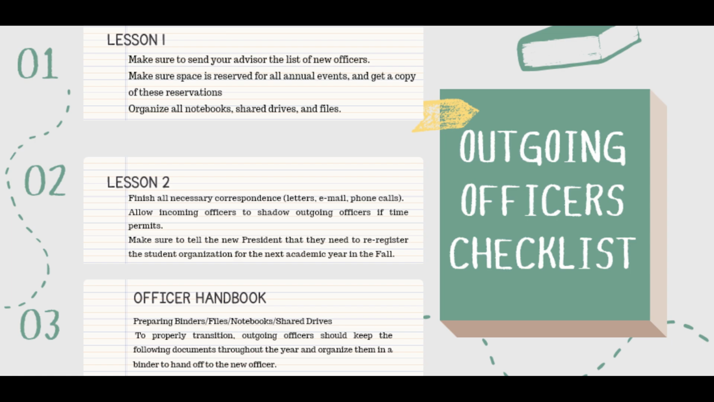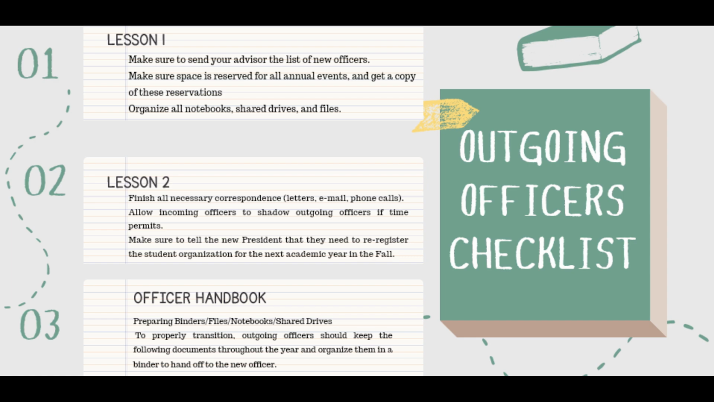Make sure you tell the president that they need to re-register. This is very important. Make sure officers know that in the fall, they must re-register their org for the upcoming academic year. That information will usually come out from student activities in early August or late July, somewhere in between there. So just make sure that they're on the lookout for that to handle that key part of their business.